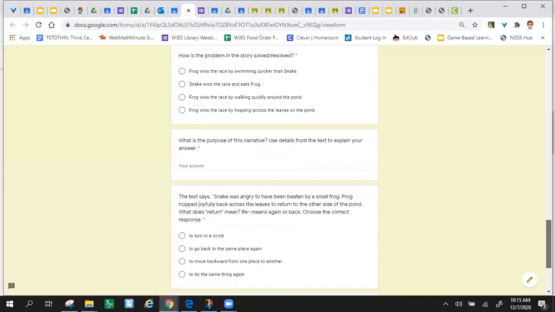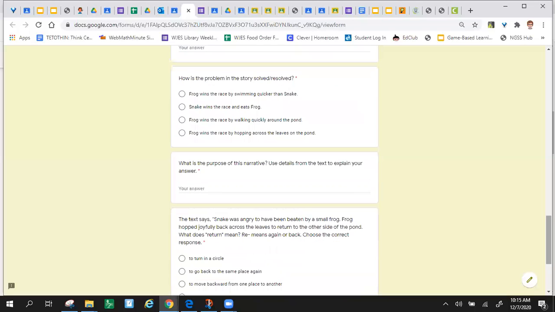All right, the next one says, how is the problem in the story solved or resolved? That's that sun, right? That sun part. Frog wins the race by swimming quicker than snake. Frog wins the race and eats frog. Frog wins the race by walking quickly around the pond. Frog wins the race by hopping across the leaves on the pond. You're going to pick one of those choices.